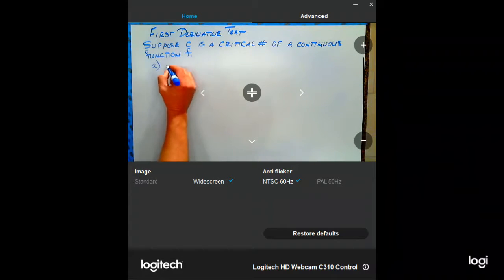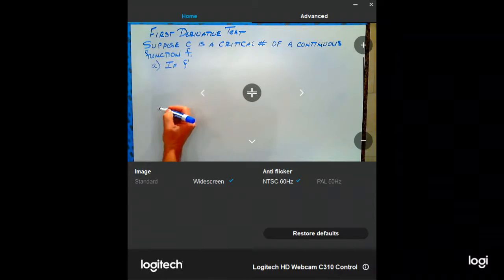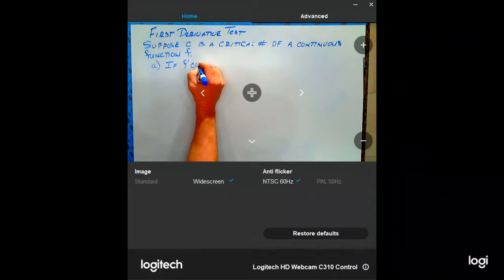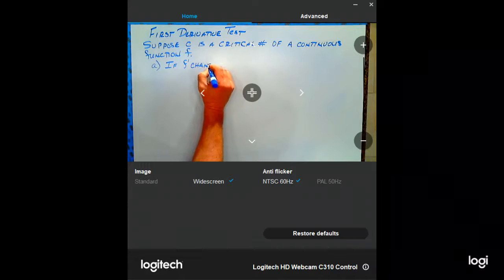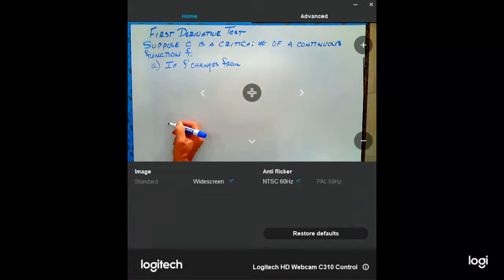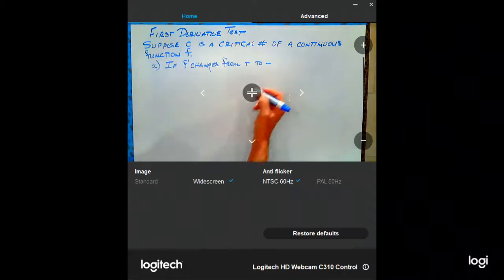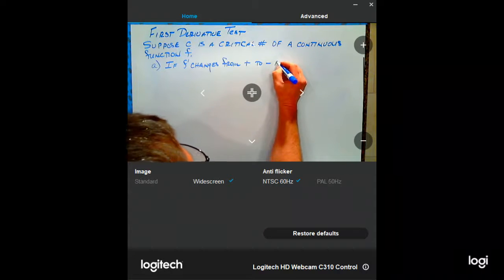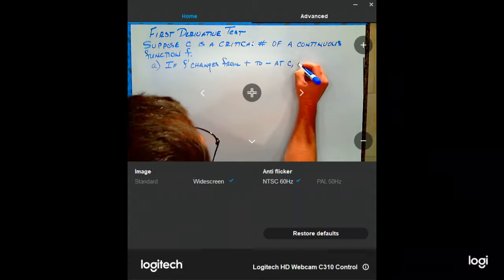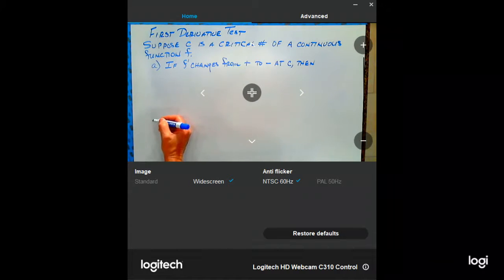It says first, if f prime, that's the derivative, changes from positive to negative at c, then f has a local maximum at c.